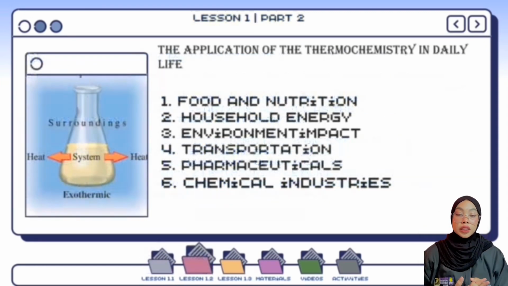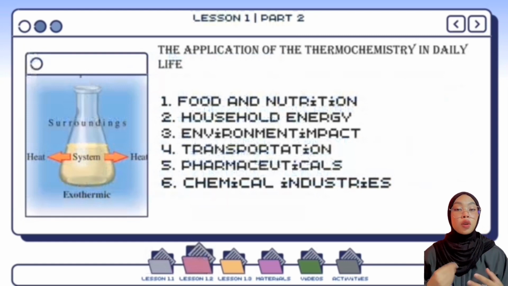Next, application of thermochemistry in daily life. Did you know we have it in food and nutrition? Thermochemistry is involved in cooking and food preparation. Heat energy is used to cook food and alter its chemical makeup. For household energy, thermochemistry is crucial in our everyday energy usage, like combustion reactions in heating, cooking, and hot water systems, natural gas, propane, and electricity, like conversion of energy for household applications, and efficiency considerations like energy conservation and sustainable practice.